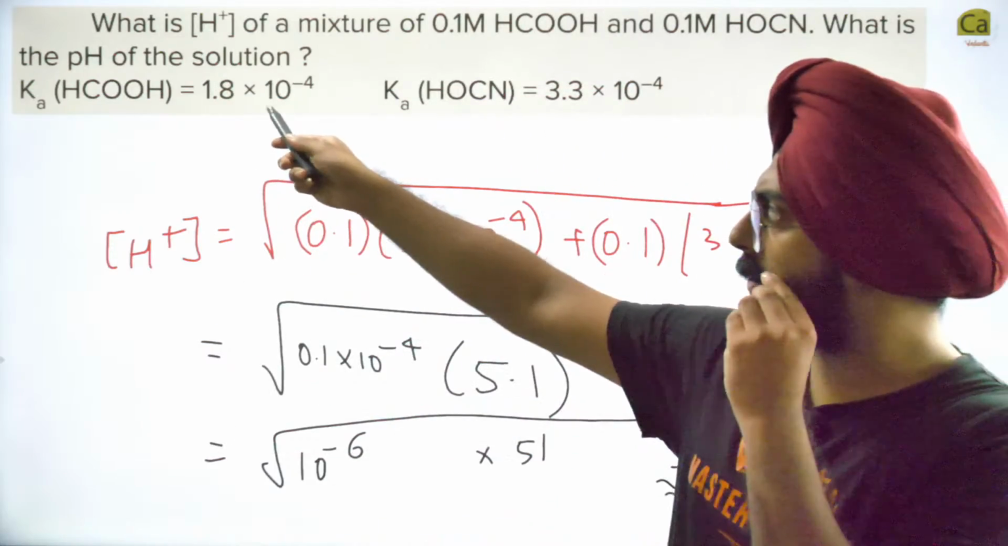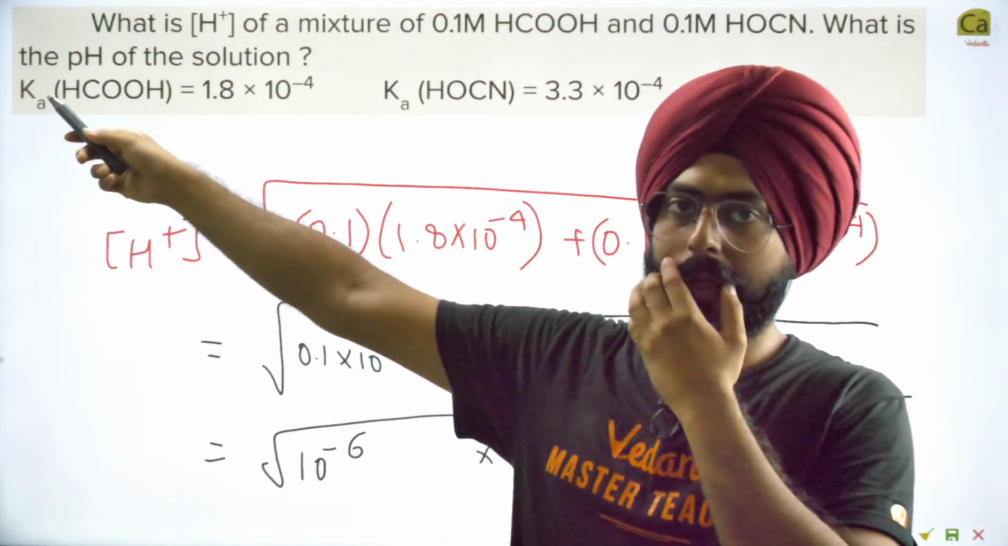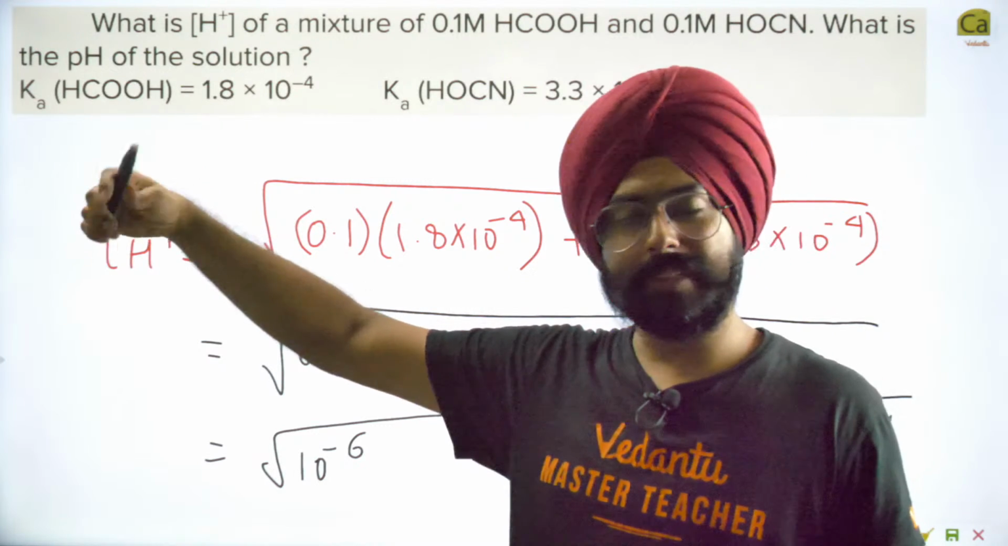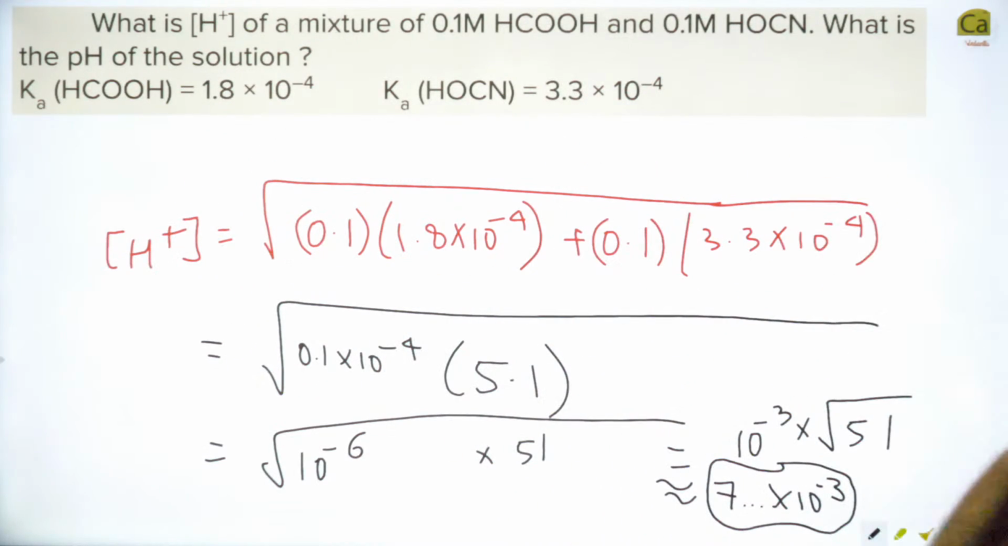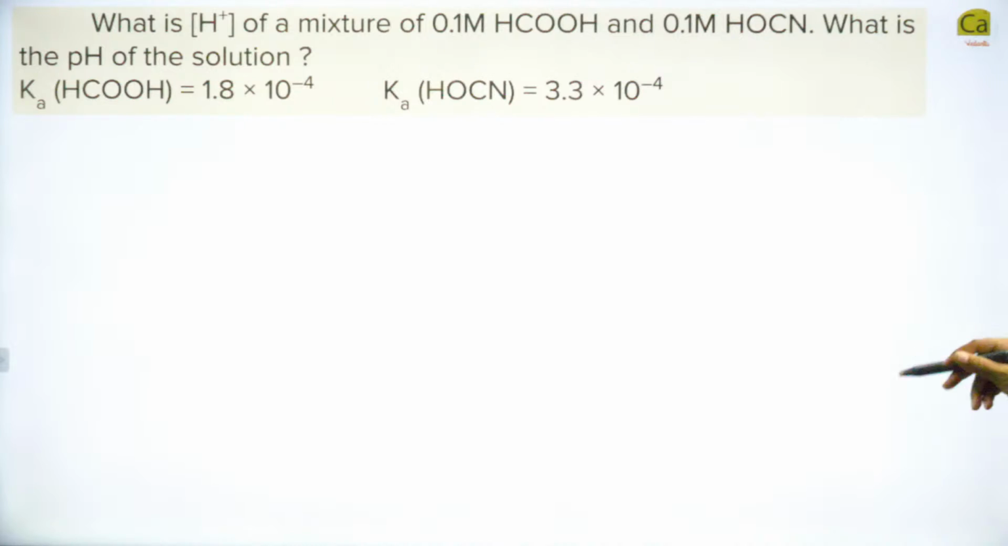Nadesh, look at the Ka values, brother. Yeah, if the Ka value is less than 10 to the power minus 3, it is a very weak acid. As simple as that. Chalo ji.